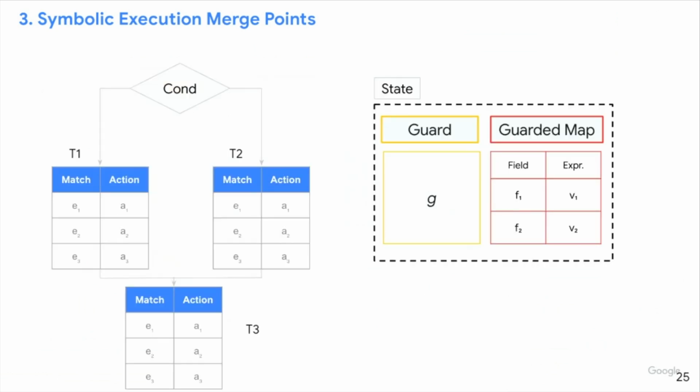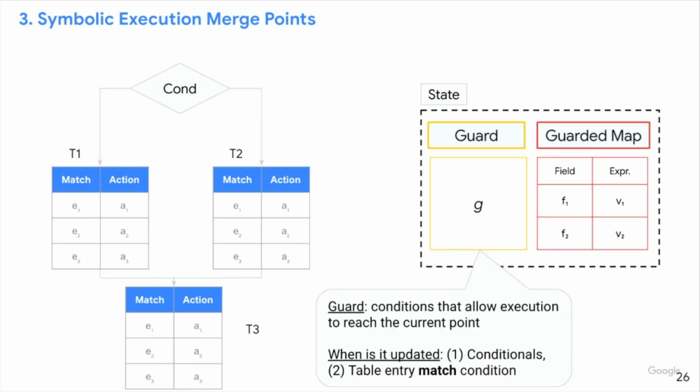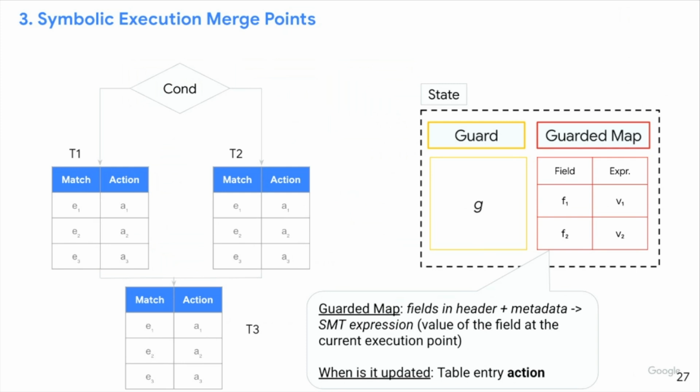that efficient. So when we are performing symbolic execution in the P4 program, we maintain a state comprising two things. One is a guard and a guarded map. A guard represents the conditions that allow the execution to reach this current point. And this gets updated whenever you encounter a conditional or a match condition in the case of tables. A guarded map represents a map from the fields in the header and metadata to an SMT expression. That is, it represents the value of the field at the current execution point. And that gets updated whenever you visit an action.